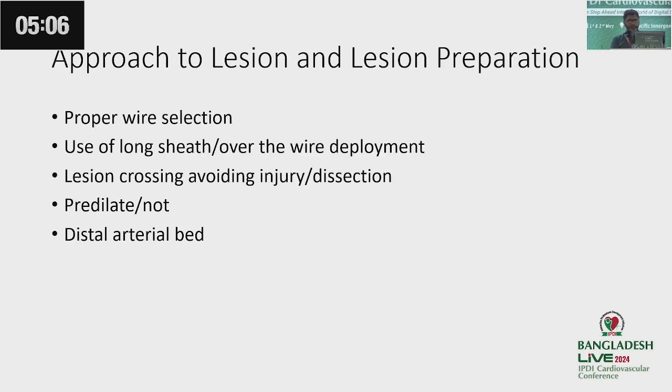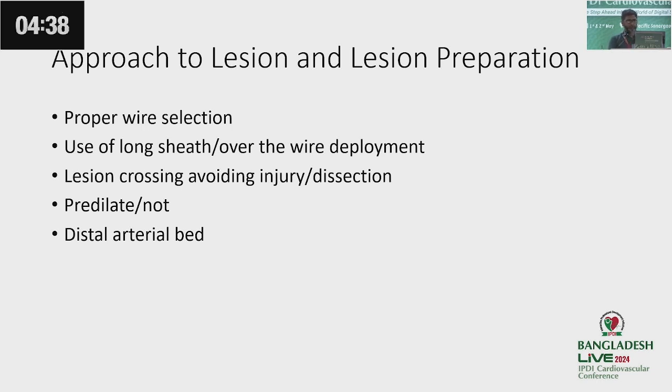Approach to the lesion and lesion preparation: a proper wire selection. Usually we use an exchange wire for endovascular stent deployment. Use a long sheath for a remote lesion like an SFA lesion or subclavian lesion. We usually use an over-the-wire delivery system.